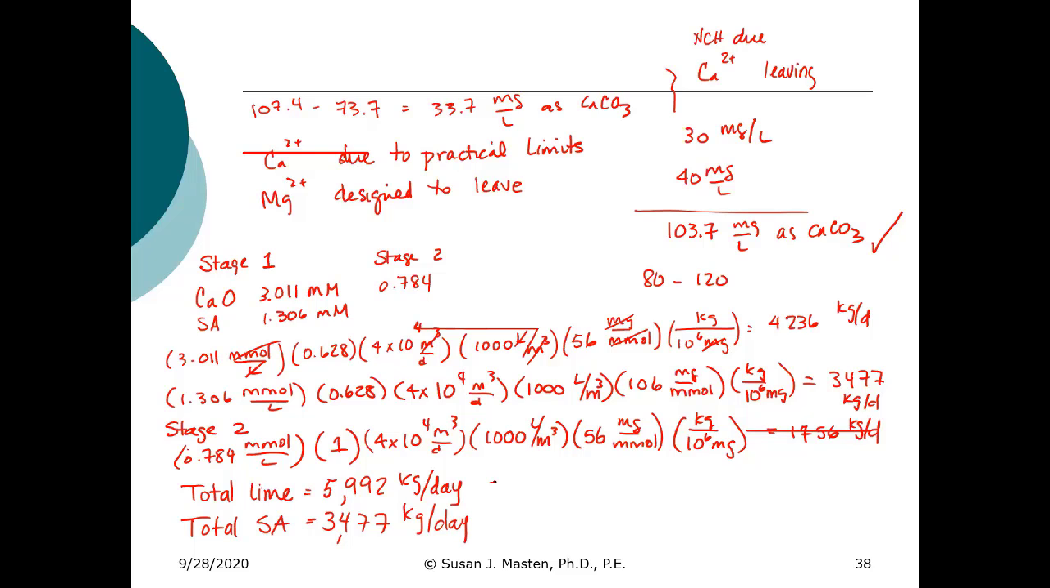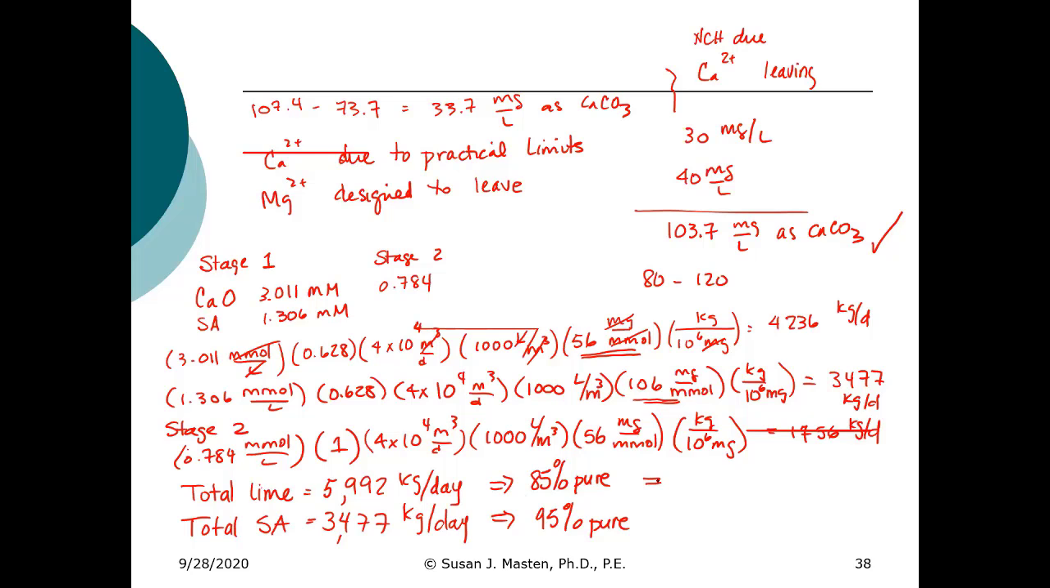Except the problem is the lime is 85% pure and the soda ash is 95% pure. And that is typically the case. So the lime that's purchased is not pure. This 106 is the molecular weight of soda ash. The 56 is the molecular weight of calcium oxide, and 106 is the molecular weight of soda ash.